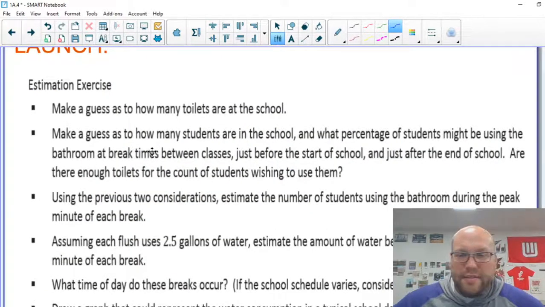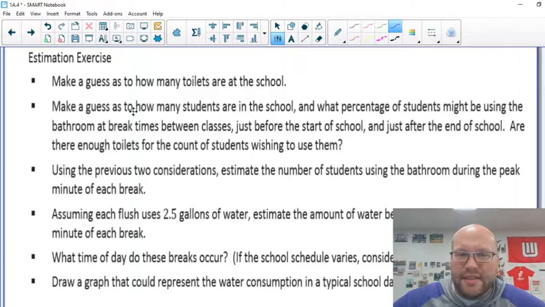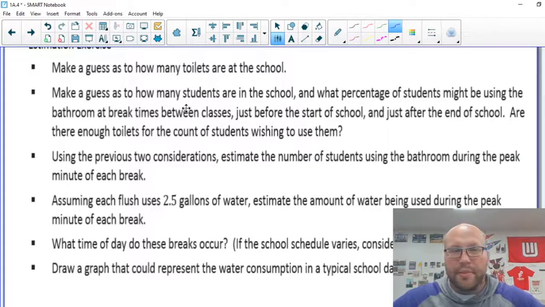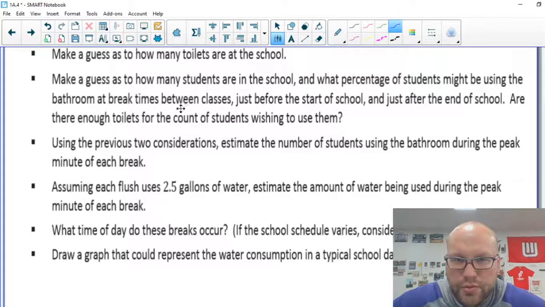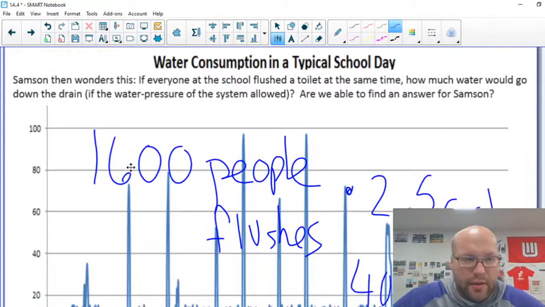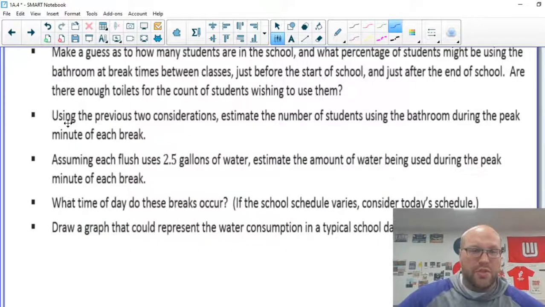Other things you can do, again, graphs can tell us a lot of information. We could make a guess as to how many toilets there are just based on how many spikes there are. I'm guessing around 80. Make a guess as to how many students are at the school. Again, we've done that based on the percentages. There are all kinds of things that we can interpret or figure out from graphs. Other things, assuming that each flush is 2.5 gallons, estimate the amount of water during each peak. Well, we just go back to our graph and figure out how many flushes, and multiply by 2.5. The most it's ever reached is 100 flushes times 2.5, so about 250 gallons in that window. So there are all kinds of things that graphs can do for us, which is why we study graphs.